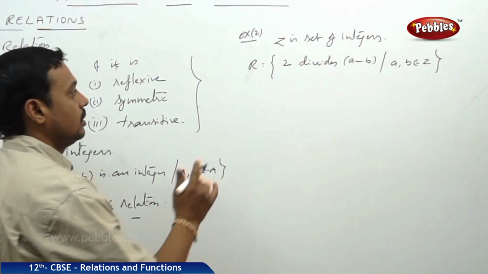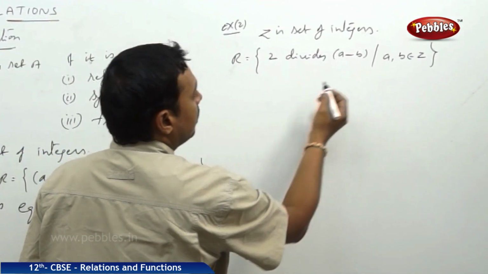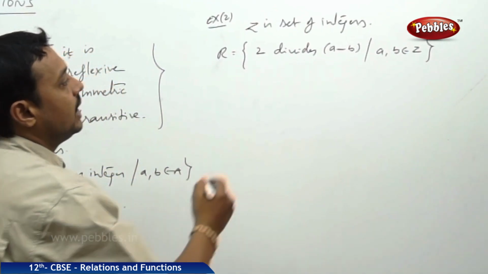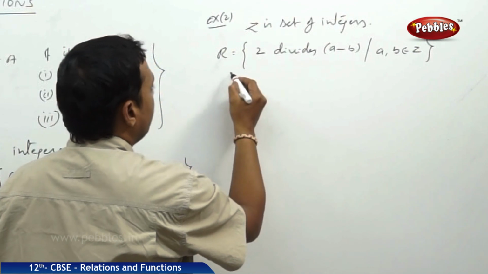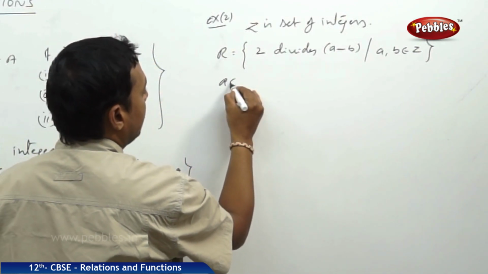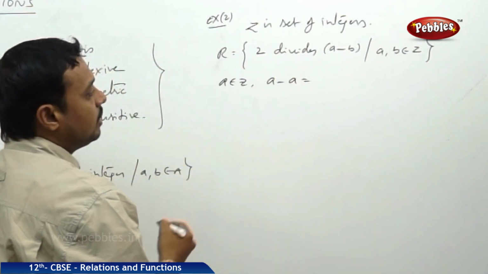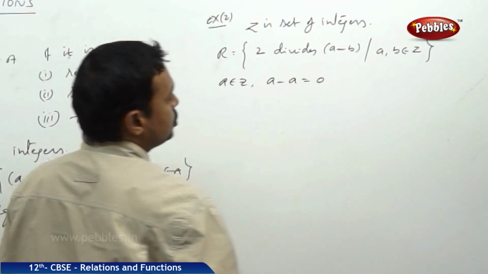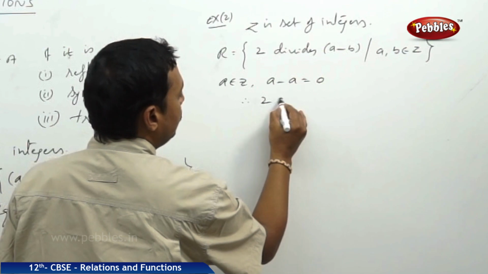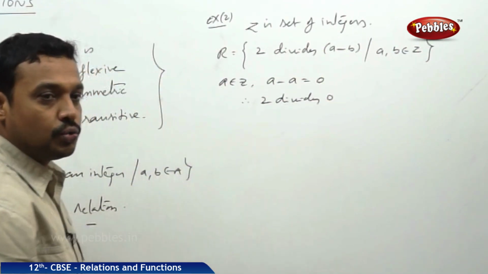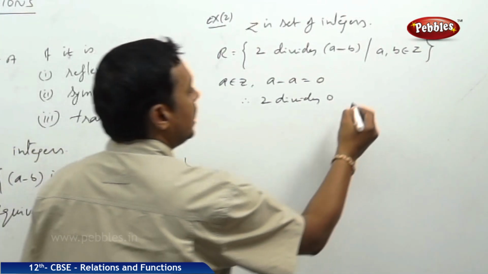Now let us check whether this relation is reflexive or not. So suppose A, B are two elements in the set Z. For reflexive relation, I am taking A belongs to Z such that A minus A. What is A minus A? A minus A is equal to 0. So definitely 2 divides 0. Yes, it's true. Therefore, A is related to A.